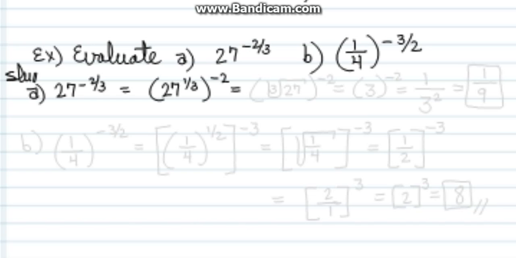Now inside the parenthesis, we're going to change the 1 over 3 power to the 3rd root of 27. And don't forget the negative 2 on the outside. Now evaluate the radical in the parenthesis. The radical is equal to 3. The 3rd root of 27 is 3. And don't forget the hitchhiker out there, the negative 2 power.